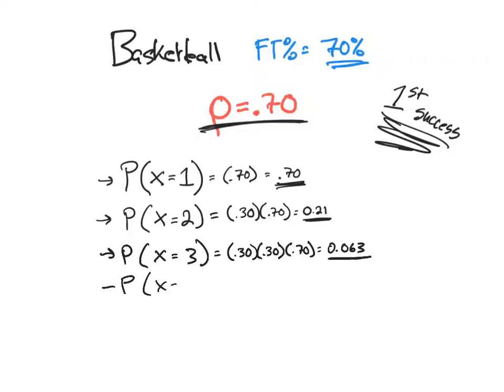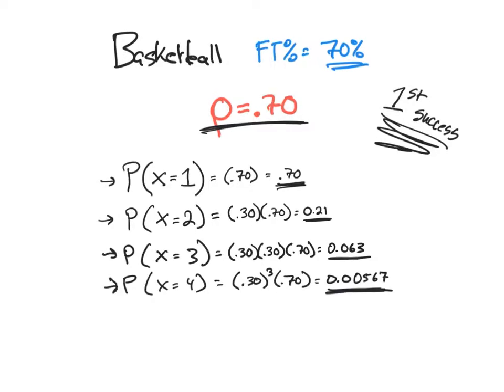So let's do one more just for fun. X equals 5: I'm going to see 4 failures, so 0.30 to the 4th power, and finally I'm going to see a success, times 0.7. Okay, so that looks like 0.00567. Wow, we are getting really small all of a sudden. But think about it. It's a 70% free throw shooter. What is the probability that they're going to miss and miss and miss and finally make it? We expect them to make it a lot sooner than that.